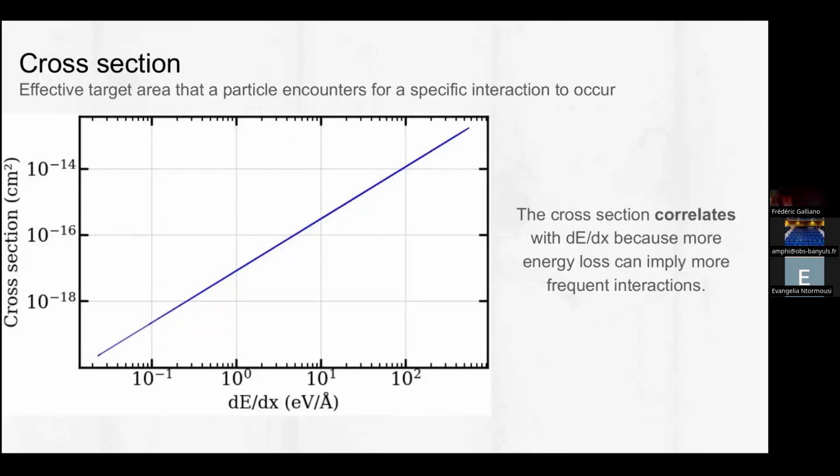And for the cross-section, it relates to the stopping power linearly. It correlates with dE over dx because more energy loss can imply more frequent interactions. And this is calculated for all elements.